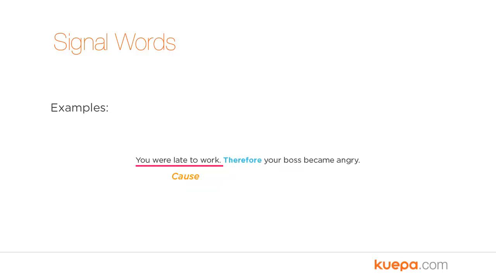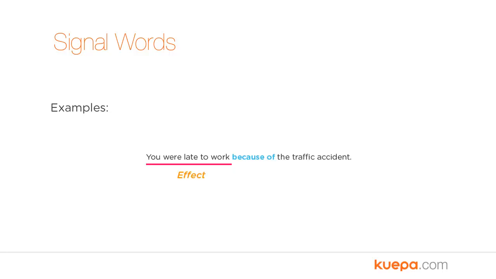You were late to work, therefore, your boss became angry. You were late to work because of the traffic accident. See how it works? Notice that in this last case, the effect is listed before the cause. The order things are written doesn't matter.